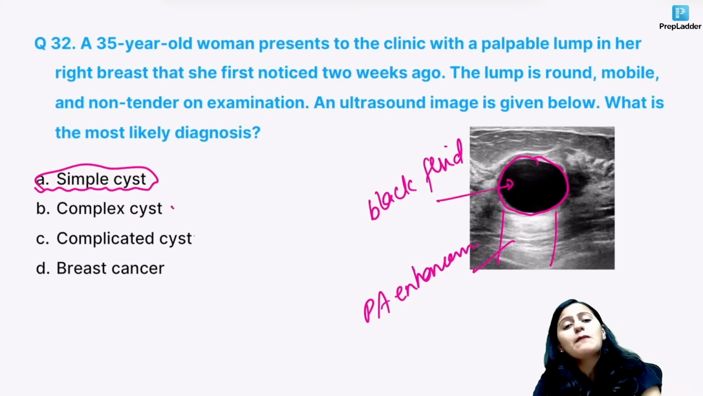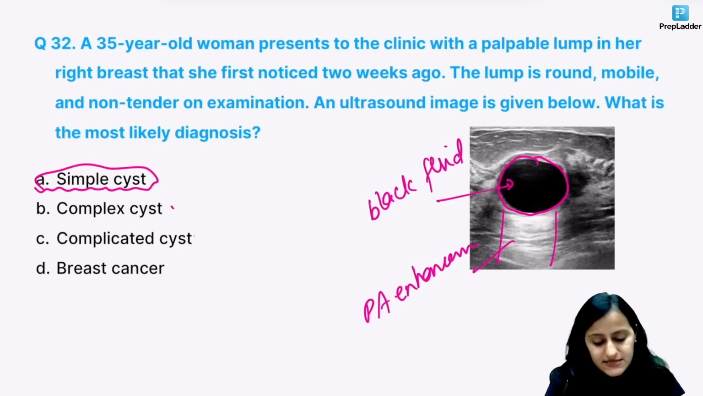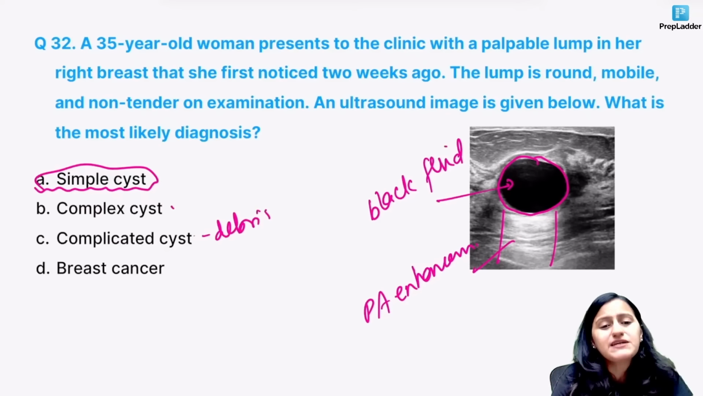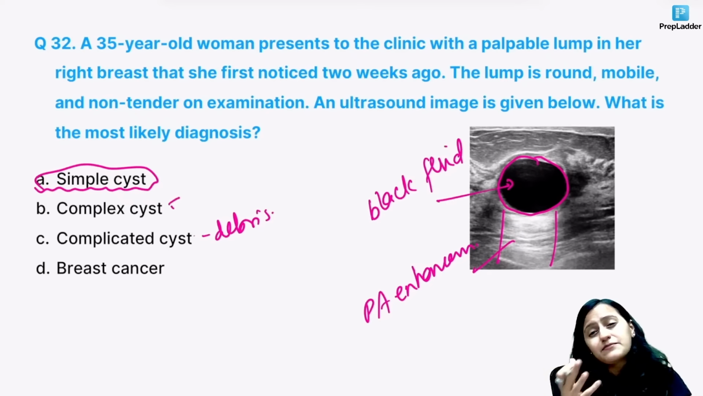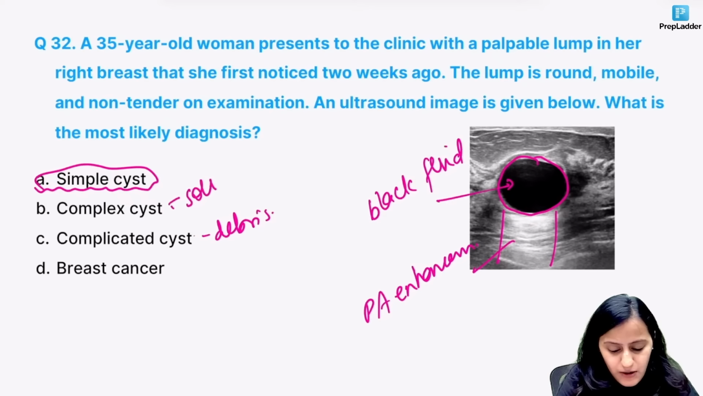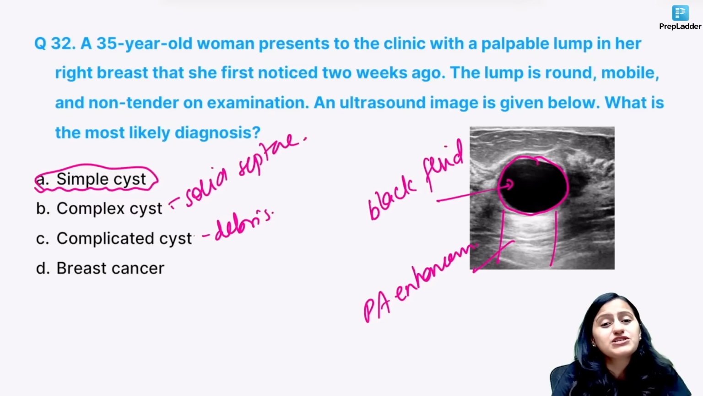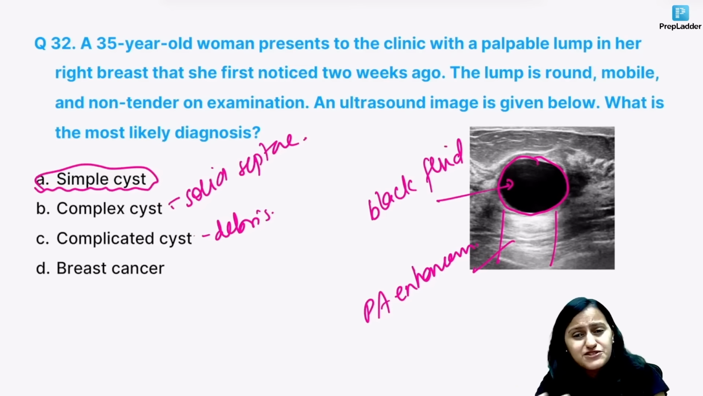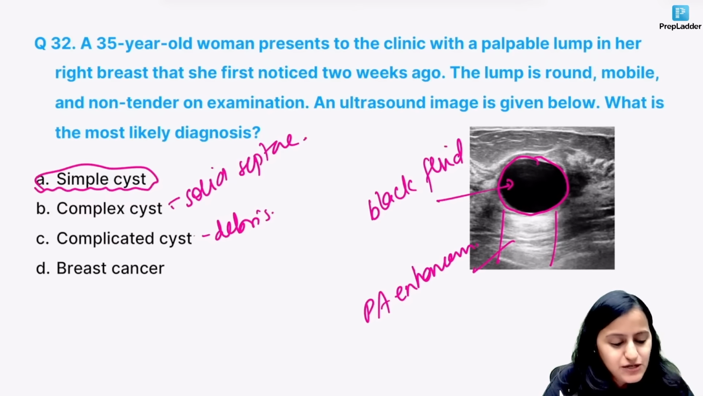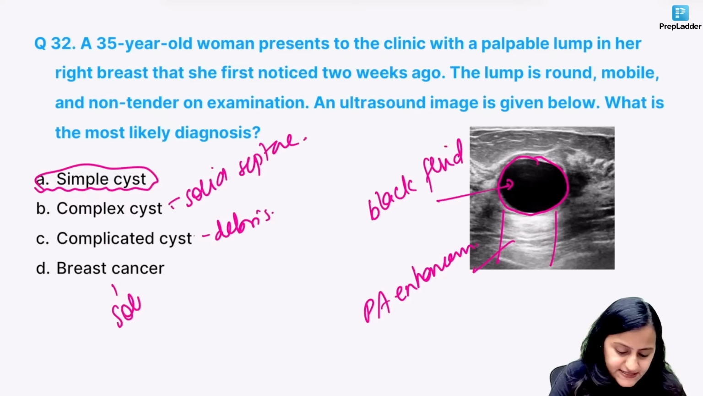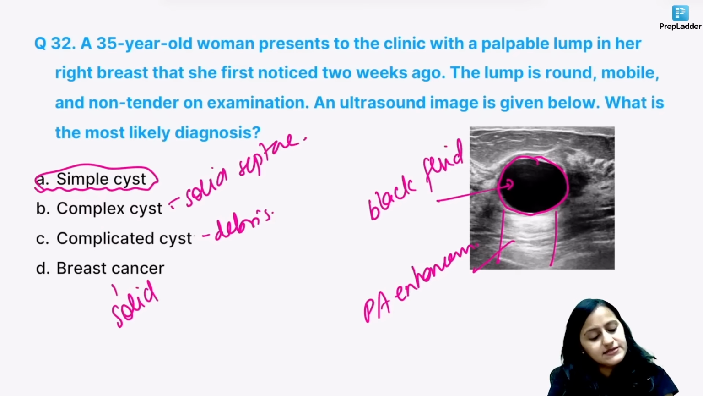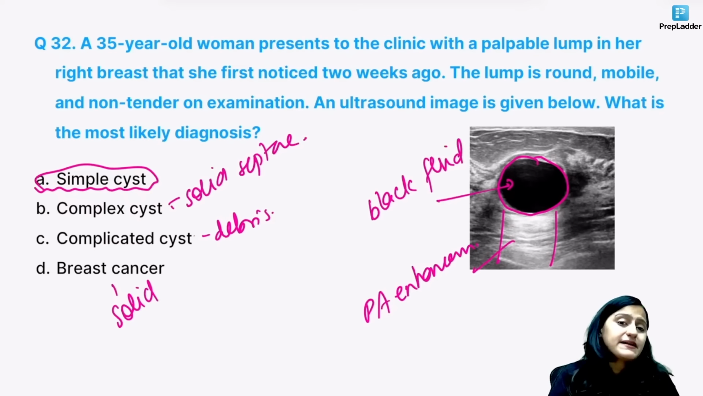A complicated cyst is one that has debris present due to blood or pus. A complex cyst is like a malignant cyst, which has a solid component and septations. You are not seeing any of those here, so that is a simple cyst. Very good. Posterior enhancement is a cystic lesion. Breast cancer is a solid lesion. So the answer is simple cyst, like we had seen with the hepatic cyst.